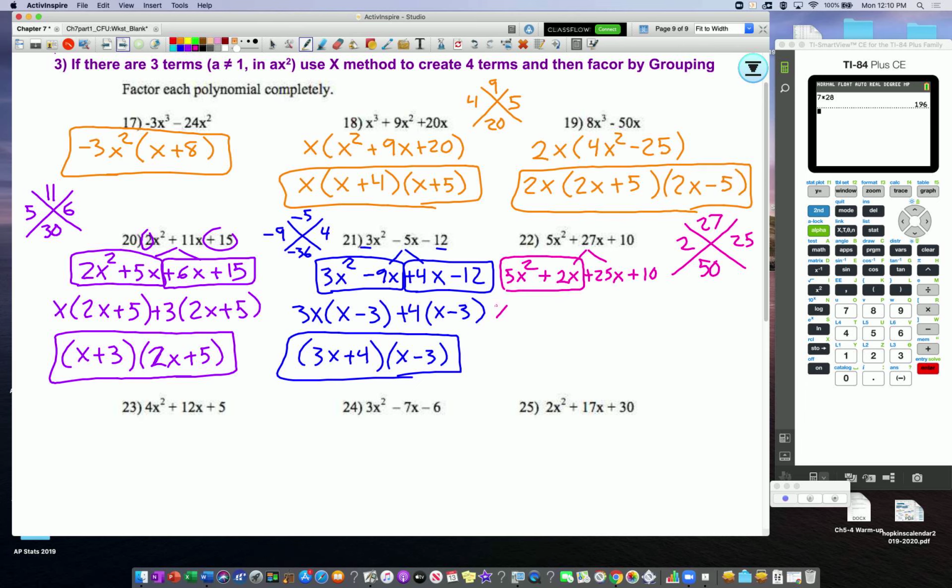They share just an x. So I have 5x plus 2. They also share a 5. And I'm left with 5x plus 2. Sweet, they match up. X plus 5 sets of 5x plus 2's. Woo!